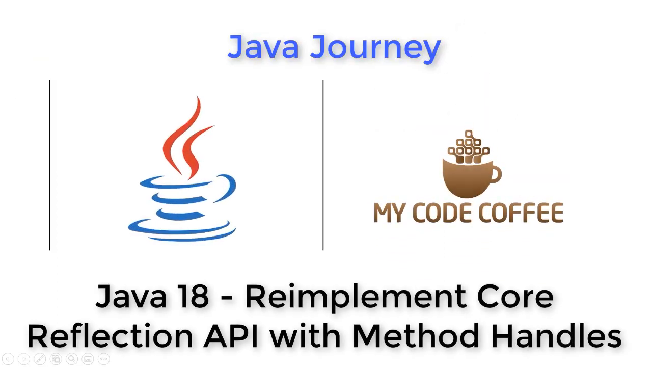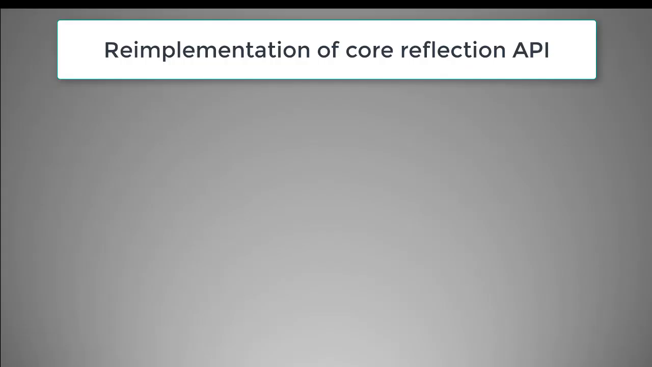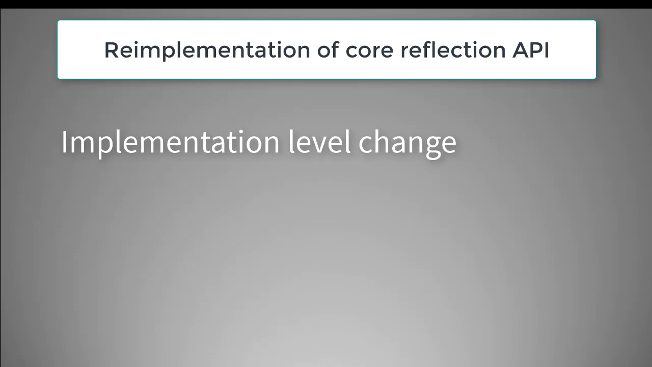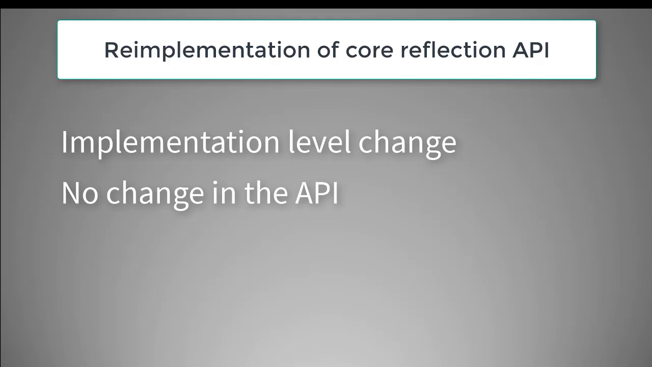In this section, we will discuss the Java 18 change where it has re-implemented the core reflection API. This is an implementation level change, which means there is no change in the API. So as a developer, you will not feel any difference while coding. But let me explain what is changing at the implementation level.